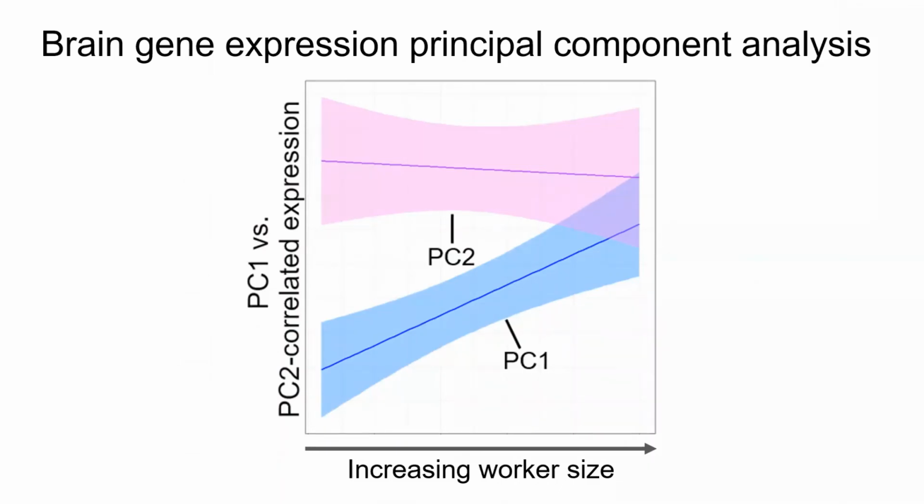PC2 is more constant. So PC2 is likely being driven by some other trait or force. And we saw in the previous figure that PC2 explains 20% of the variance. So this means that there's a substantial chunk of variance that is being driven by some trait that neither positively nor negatively correlates to increasing worker size. And this provides some evidence for influence from mosaic brain evolution as well.